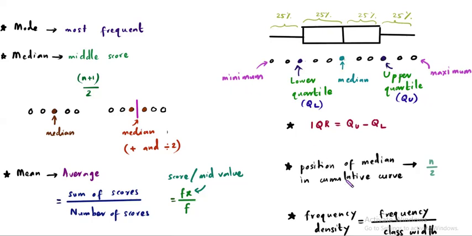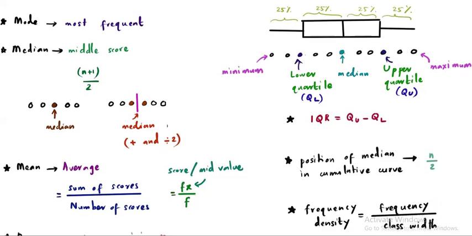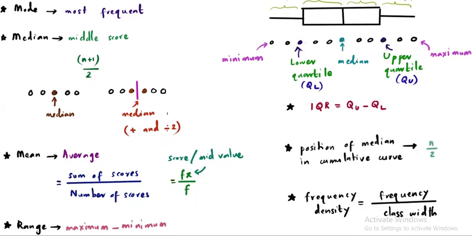To calculate the position of the median when we have a cumulative frequency curve, we need to divide n by 2. We do not add a 1 there. But if it's given in the form of a list, to calculate the median we need to add 1 and divide by 2 to find the position of the median. Next, for frequency histograms, remember the frequency density formula, where the frequency is divided by the class width. Now let's move on to the question that we have.